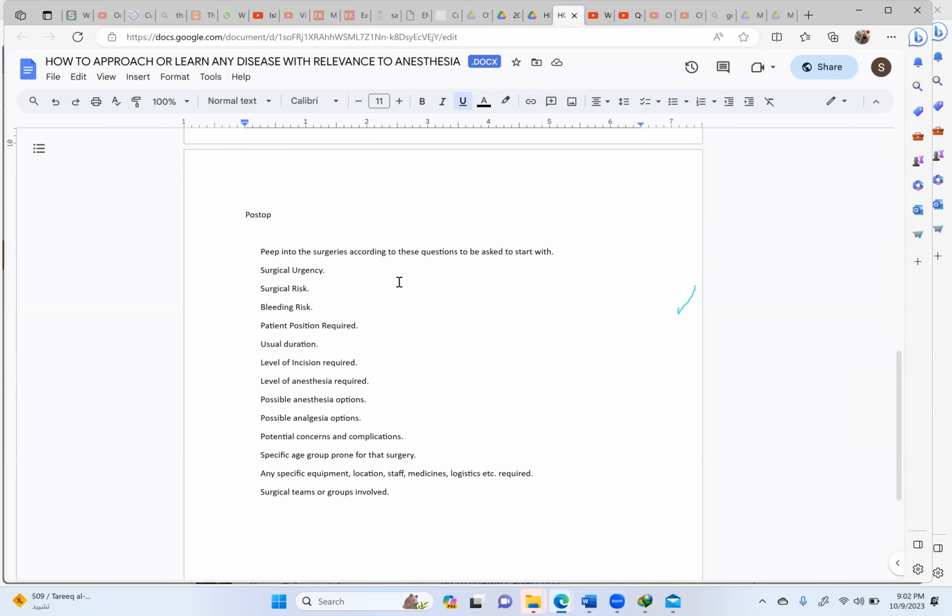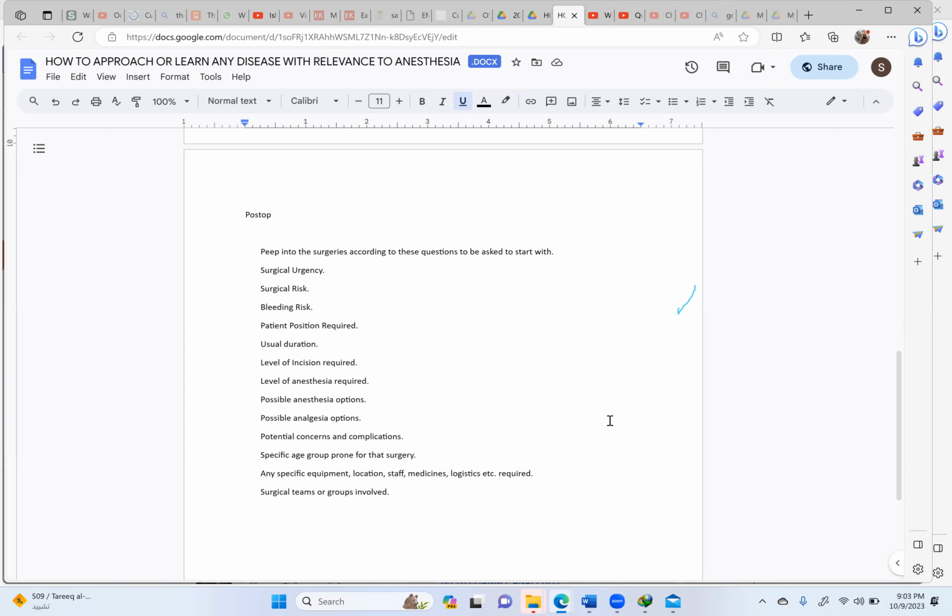Let's finish this. Urgency, surgical risk, bleeding risk, patient position required, usual duration, level of incision required, level of anesthesia required, possible anesthesia options, possible analgesia options, potential concerns and complications, specific age group prone for that surgery. There will also be specific equipment, location, staff, medications, and logistics required. This will also cover NORA, non-operating room anesthesia. This is not surgery, but you can put it the same way: there will be specific requirements for that.